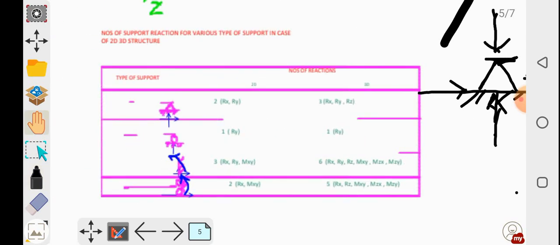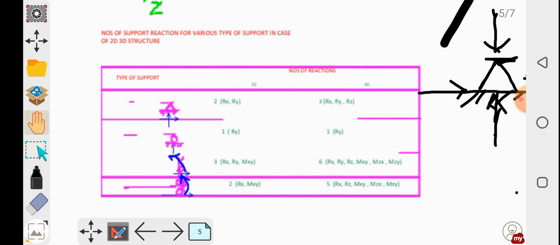In case of hinge support, for 2D we have only two reactions that are the Rx and Ry, that means in the horizontal direction and in the vertical direction, right? Rx means horizontal direction, Ry means vertical direction. Same as in case of 3D, hinge support has three support reactions that are the Rx, Ry, and Rz, that means X direction, Y direction, and Z direction.